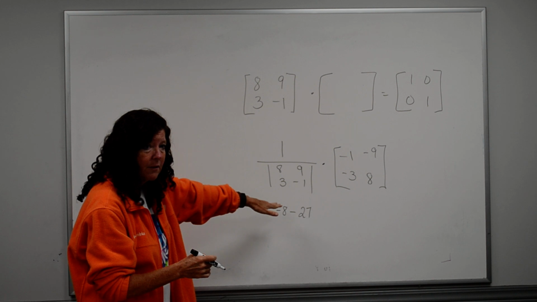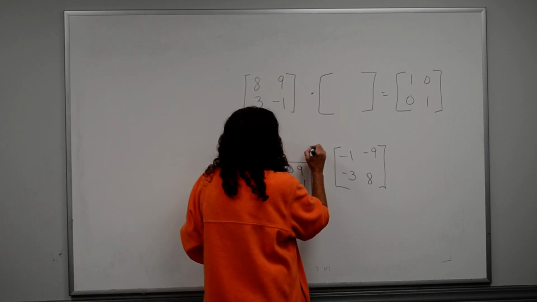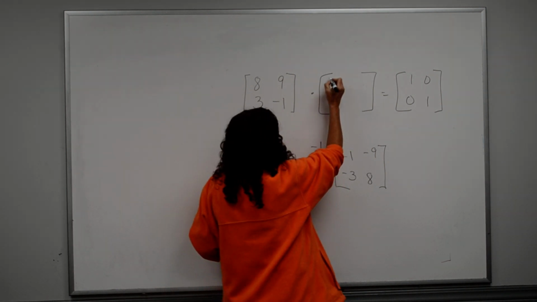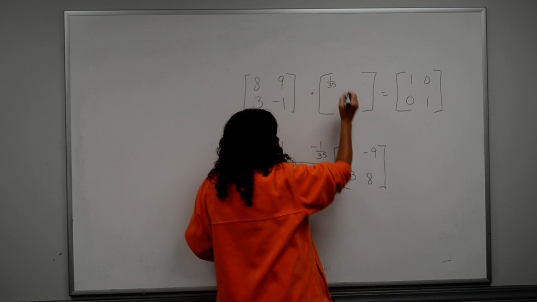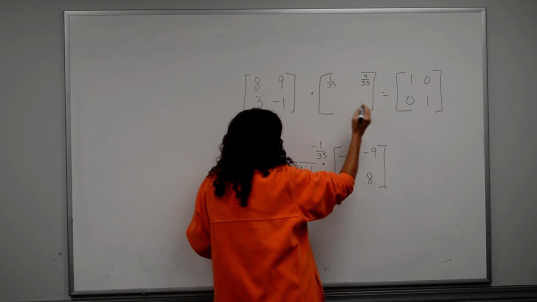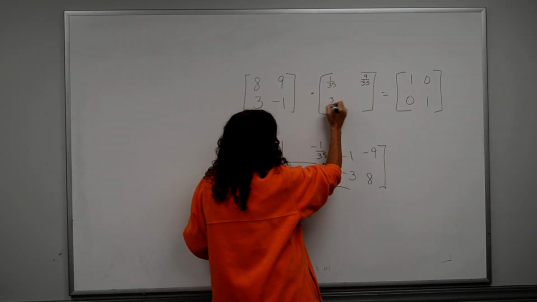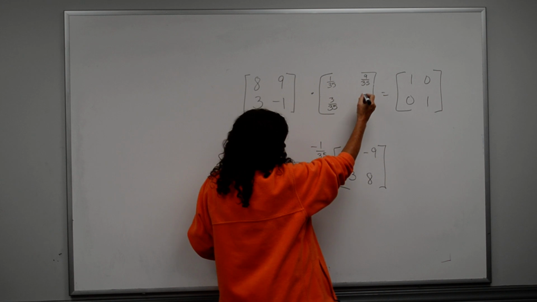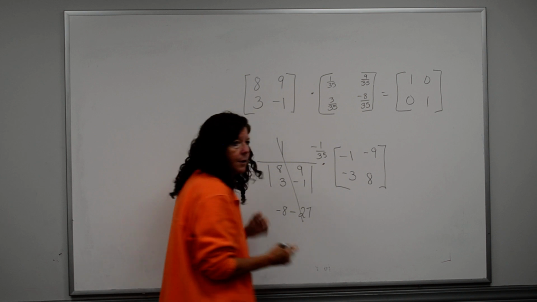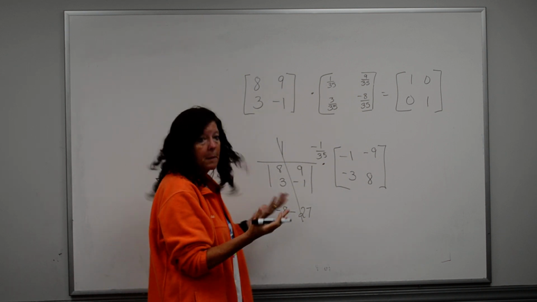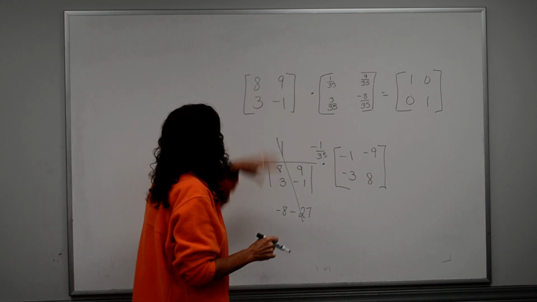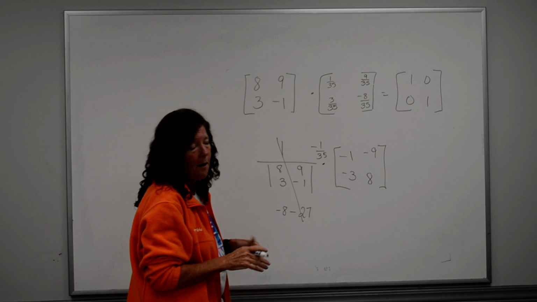So I am going to multiply negative 1/35 times that. So that's gonna give me positive 1/35. That's gonna give me positive 9/35. That's gonna give me positive 3/35. And that's gonna give me negative 8/35. Now, does that make sense? Take your calculators out, put that matrices in it.